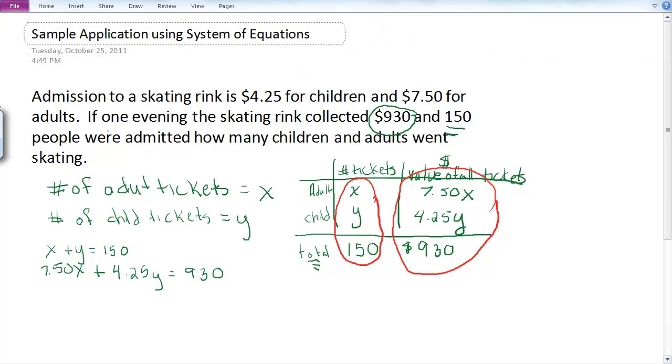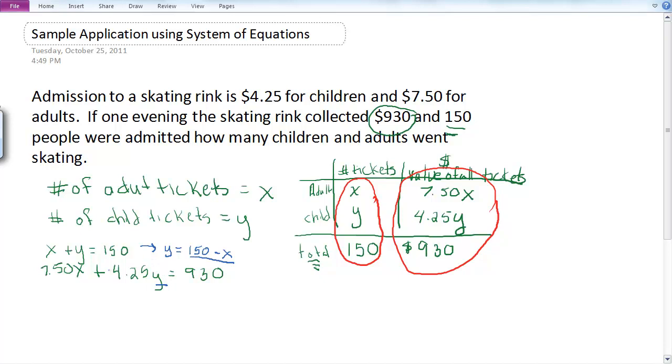You can leave it as is and use the elimination method, where you would decide, okay, I'm going to take the x plus y, and let's say I'm going to multiply the x by negative 750. So I'd multiply everything by negative 750 and do elimination. You could also do substitution. So I would use the first one, it's much easier, and maybe solve it for y. So y would be equal to 150 minus x. And then I could take this 150 minus x and replace it here in place of the y.